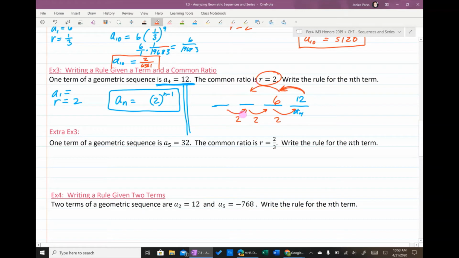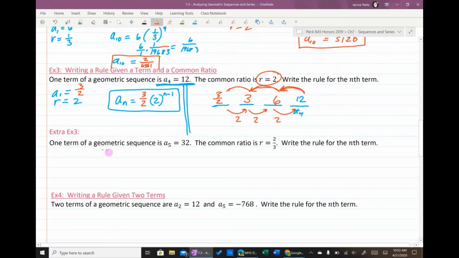But let's say they were multiplying by 2/3 in this direction. That means they'd be multiplying by 3/2 in the other direction, which is the same thing as dividing. Anyway, so for 6, if we divide that by 2, that's 3. And if we divide that by 2, that's 3/2. That means that the first term is 3/2. Please don't use decimals. Leave it as a fraction. And that's the first term.